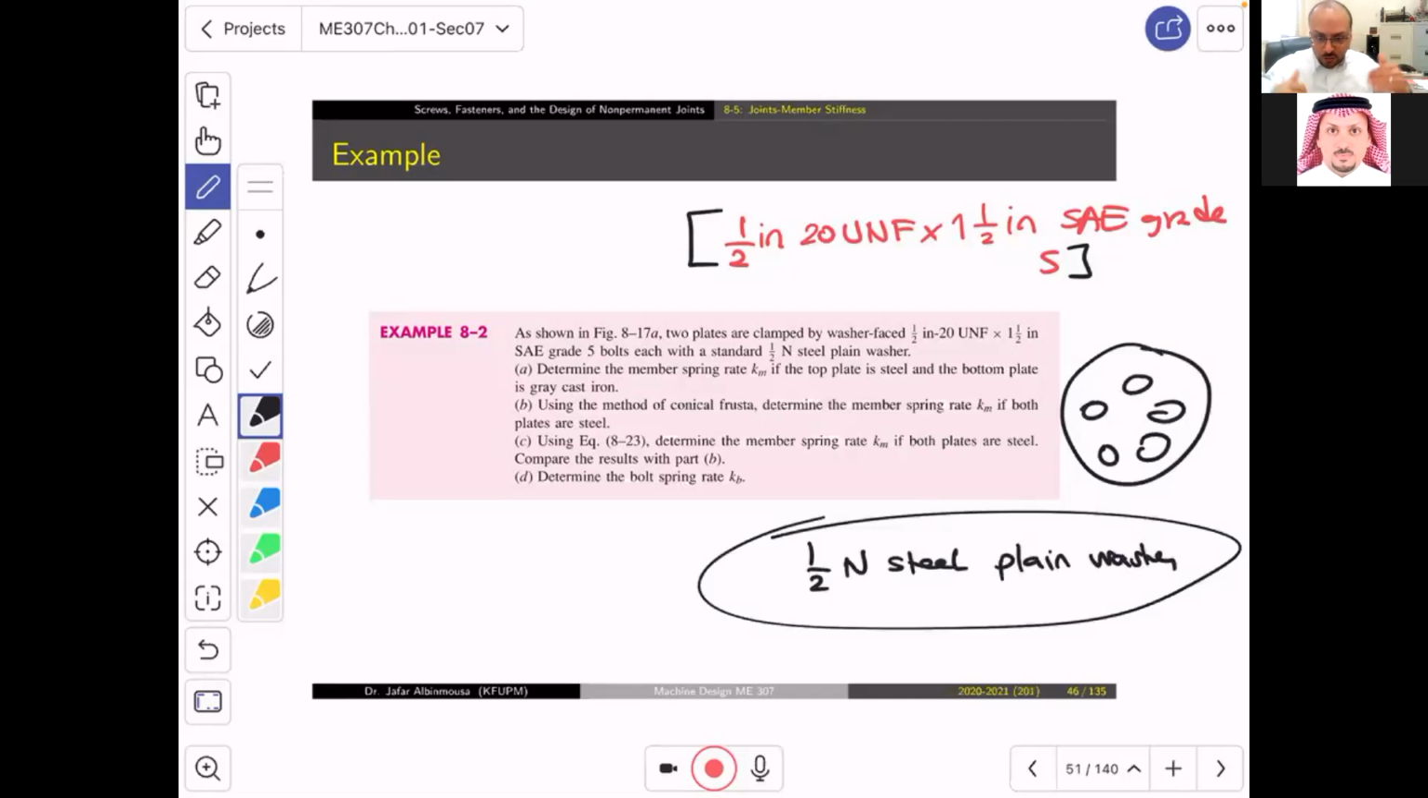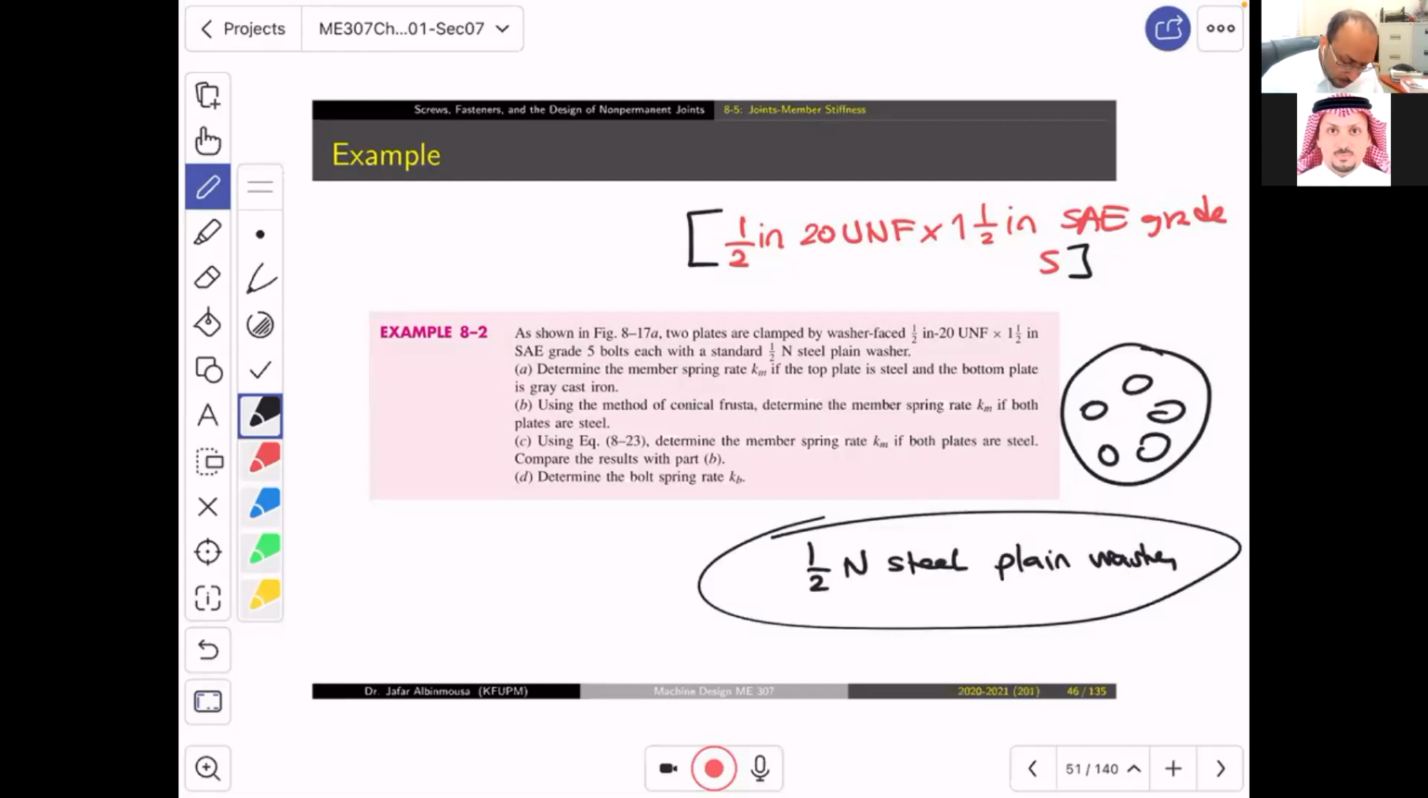Okay, and again, why do we need the name of the washer? In order to know its thickness. That's it. It's a steel. We know that it's a steel, and the bolt also, we will know that it's also steel. It says here, determine the member spring rate, which is the K. We call it spring rate, but it's just the stiffness, Km.